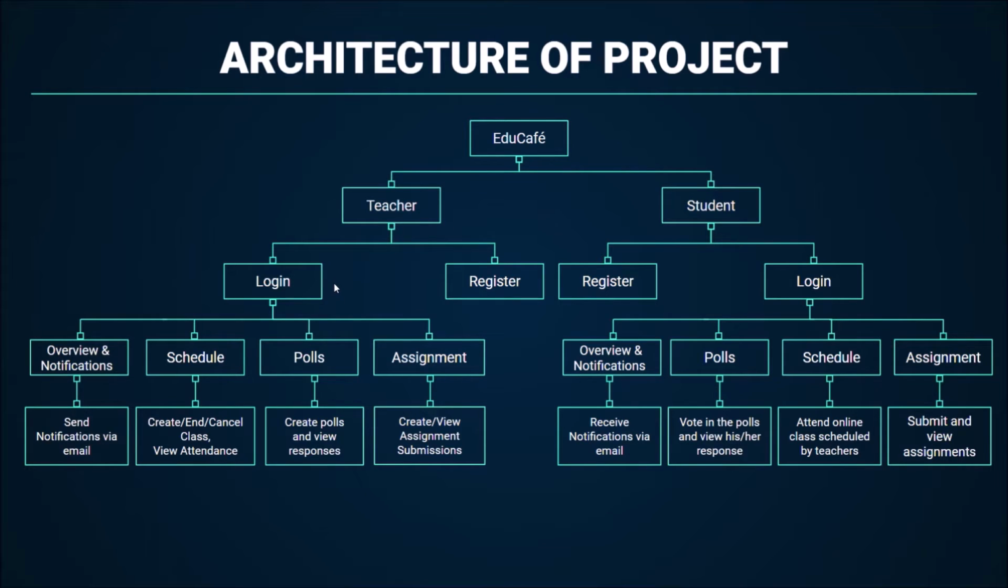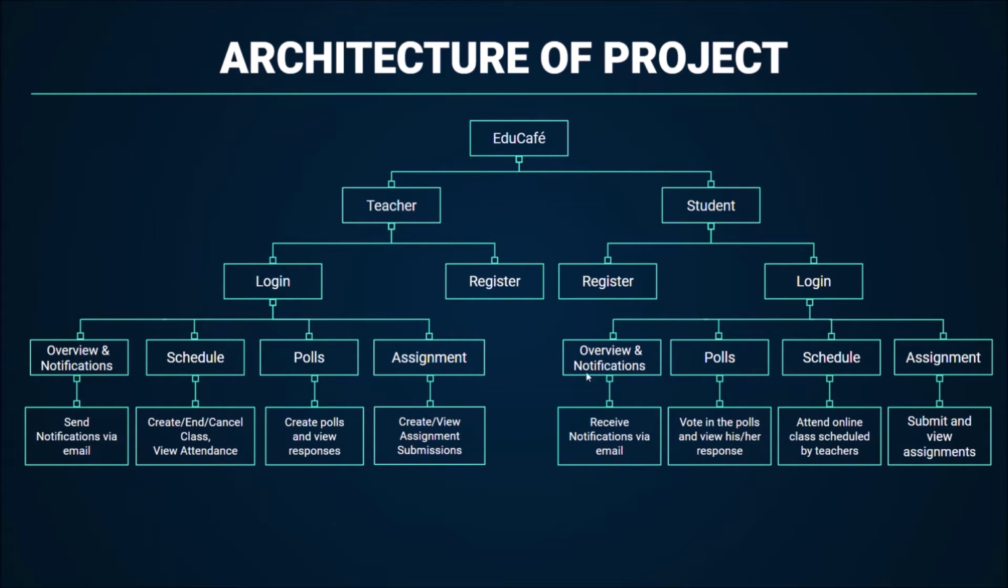Now after logging in, there are 4 tabs for the teacher's portal and 4 tabs for the student portal. Both of them have overview, notification, schedule, polls, and assignments, and here also these are the same. For notifications, the teacher can send notifications through email and the student can receive the notification via email. Now schedule: the teacher can create or cancel the class and also view the attendance of the attendees, and at the same time the student can join the class and their attendance gets recorded by clicking on the join now button.